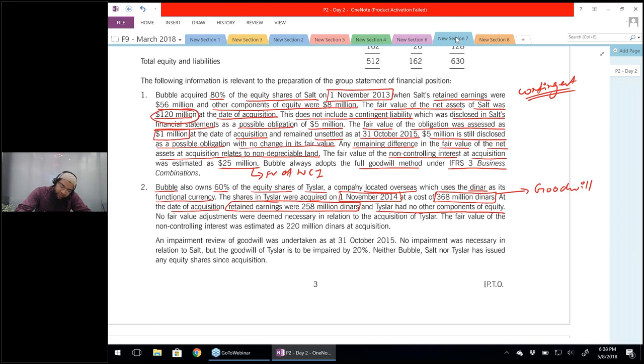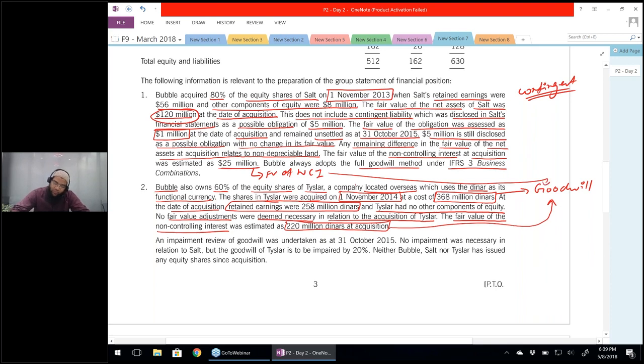No fair value adjustments were deemed necessary in relation to the acquisition of T. There is no requirement of the fair value adjustment. The fair value of the non-controlling interest was estimated as 220 million dinars at the date of acquisition. So all these values will be used while calculating goodwill. An impairment review of goodwill was undertaken as at 31st October 2015, and no impairment was necessary in relation to Salt. For Salt, there is no fair value adjustment, but goodwill of T is to be impaired by 20%. Neither Bubble, Salt nor T has issued any equity shares since acquisition. So we have done adjustment 1 and 2 so far.